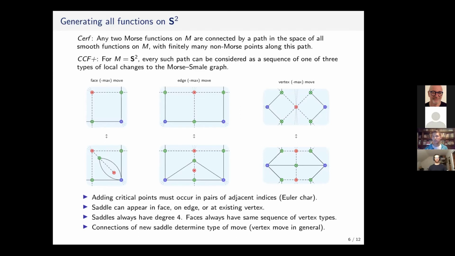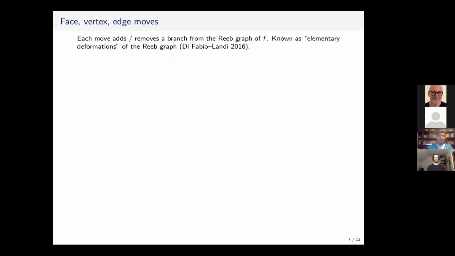There is no other choice. You must connect the edges this way. So that's a quick run through of the proof to showing that these are the only types of changes. Of course, you can have two of these changes happening at the same time, but these are the fundamental changes to Morse Smale functions, or to the Morse Smale graph of Morse Smale functions.